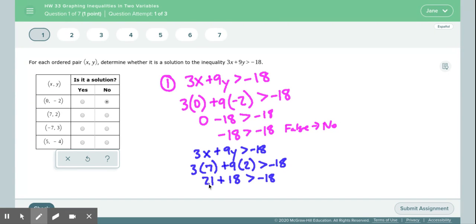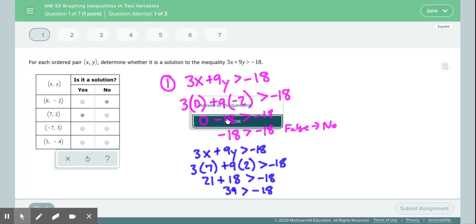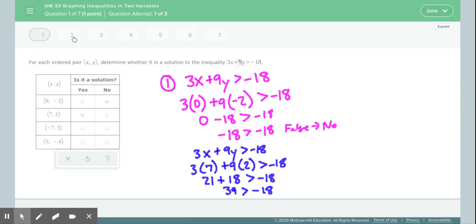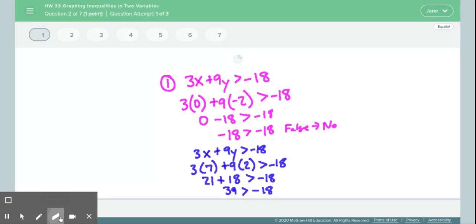Well, absolutely. 21 plus 18, that's going to give me 39, which is a positive number. A positive number will always be larger than a negative number. So in this case, I get a true statement, which means that here in my chart, I would mark yes, it is a solution, and I would go from there. Please make sure that you check your work as you go. Notice that mine is partial, it's incomplete, so it won't work for me, but you should finish this problem, check your work, and then move on to the next question.